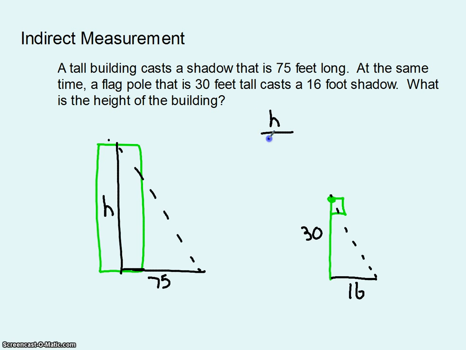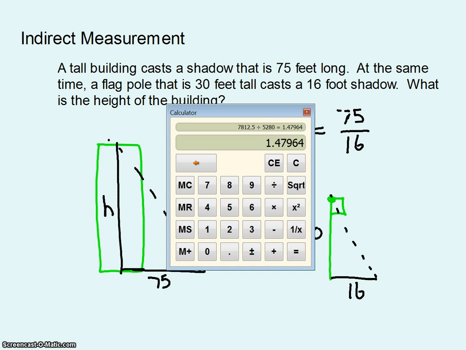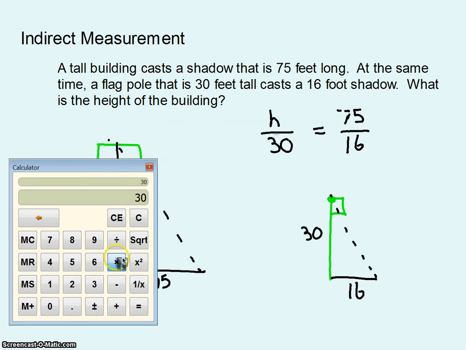So I could write h over 30, that's the height of the building over the height of the flagpole, equals 75 over 16, which is the length of the shadow over the length of the shadow. Solving for h, 30 times 75 is 2250, and that has to be the same thing as 16 times h. So dividing by 16 gets you a height of the building of about 140 feet.